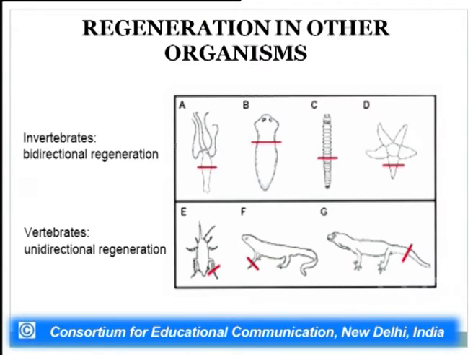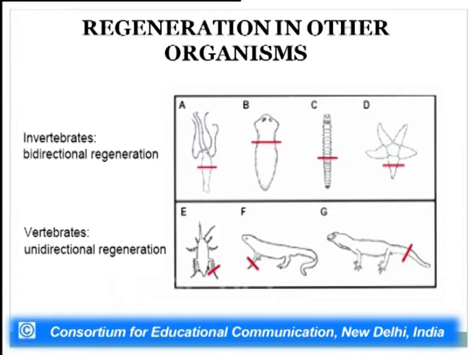Now we'll look at regeneration in some other organisms, in some invertebrates and vertebrates. In invertebrates, usually there is bidirectional regeneration, which basically means that if you cut an organism into two parts, both the parts will develop the remaining part. So one organism cut into two will give rise to two organisms. So, bidirectional regeneration.